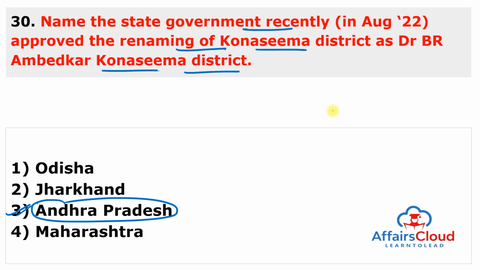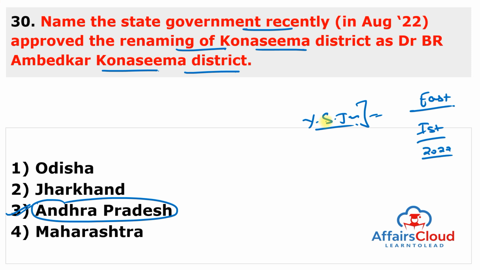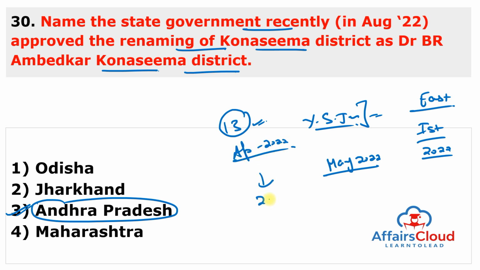So Andhra Pradesh cabinet meeting chaired by the Chief Minister Y.S. Jagan Mohan Reddy ji approved the renaming of Konaseema district as the Dr. B.R. Ambedkar Konaseema district that was carved out of the East Godavari district in the first week of April 2022. So gazette notification for renaming the district was issued in the month of May 2022, and it was one of the 13 districts created by the Andhra Pradesh government in the month of April 2022, taking the total number of districts in the state to 26. Because recently Andhra Pradesh government created 13 districts, earlier they had 13, so total districts in Andhra Pradesh is 26.